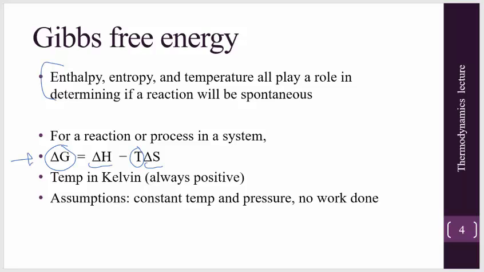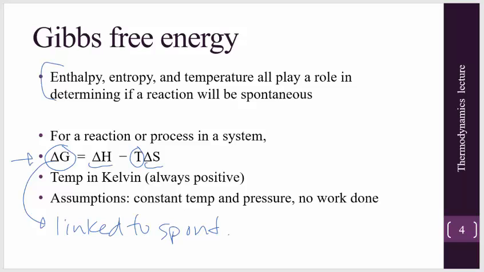For this reaction, our temperature will be in Kelvin units, which will mean temperature is always positive. And then for our class, we're assuming that all of the energy that has been transferred is going to be in the form of thermal energy, that there's no mechanical work done. We have a constant temperature and pressure. So delta G is actually linked to spontaneity. And it takes this delta H and delta S and temperature into account to determine spontaneity.